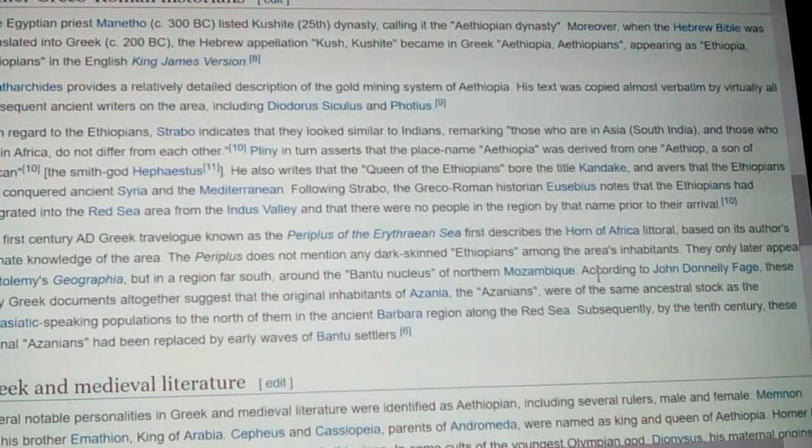Following Strabo, the Greco-Roman historian Eusebius notes that the Ethiopians had immigrated into the Red Sea and are from the Indus Valley, and that there were no people in the region by that name prior to their arrival. So they actually said that there were no people called Ethiopians anywhere around the Red Sea till people came from the Indus Valley area. These suntanned, not the dark ones of the south, people had come over there, and that would have been your ancient Aryans.